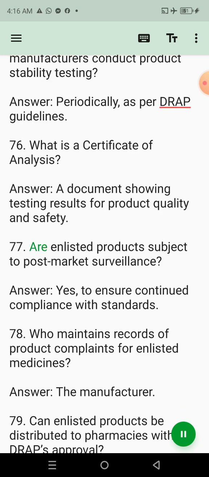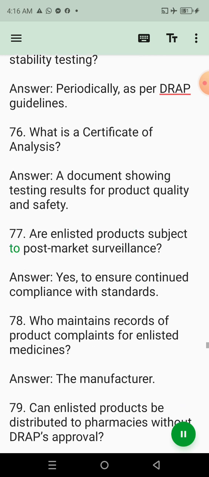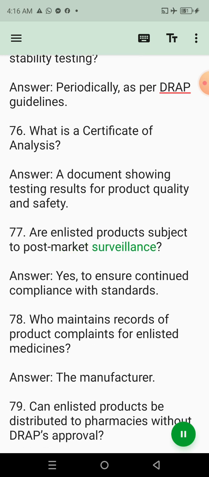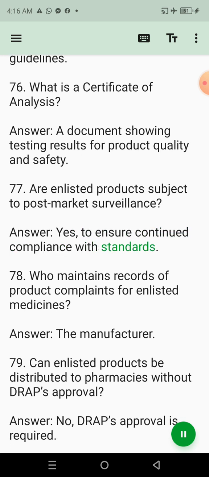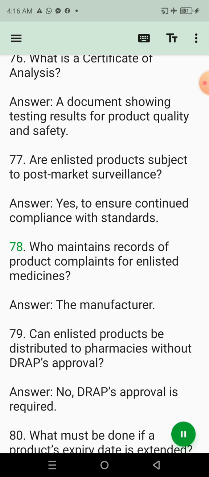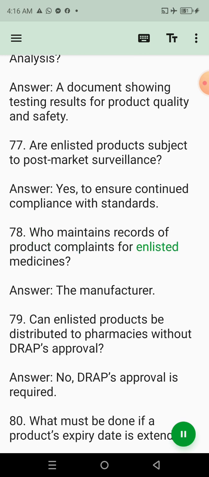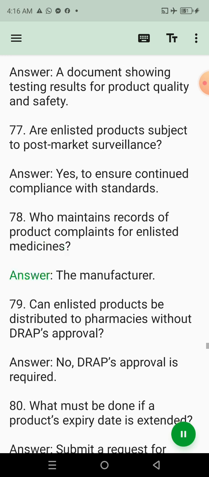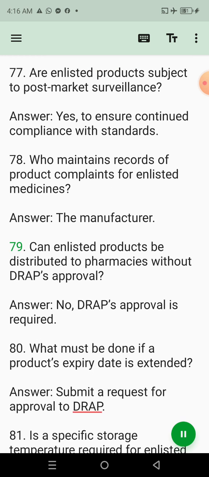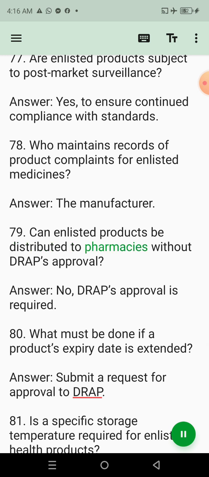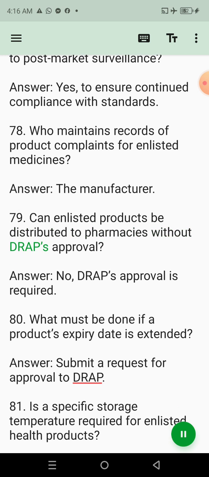77. Are enlisted products subject to post-market surveillance? Answer: Yes, to ensure continued compliance with standards. 78. Who maintains records of product complaints for enlisted medicines? Answer: The manufacturer. 79. Can enlisted products be distributed to pharmacies without DRAP's approval?